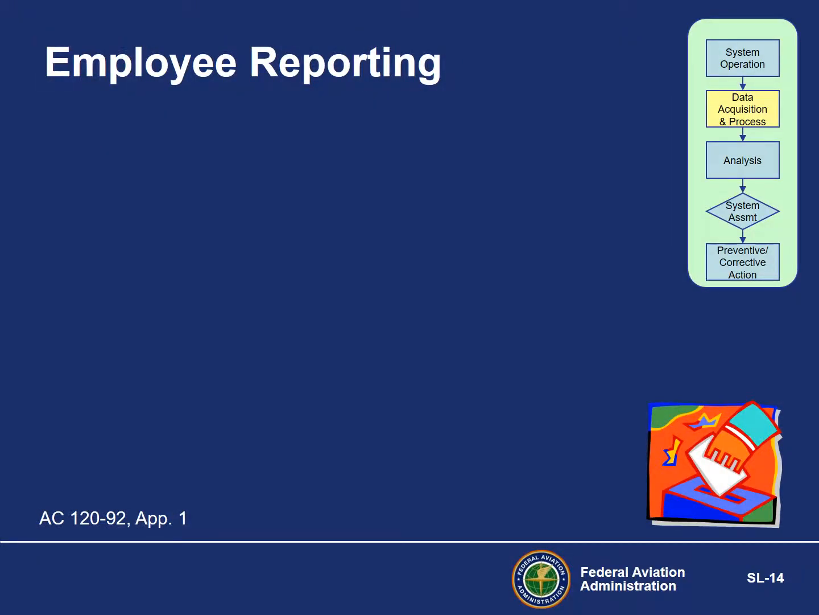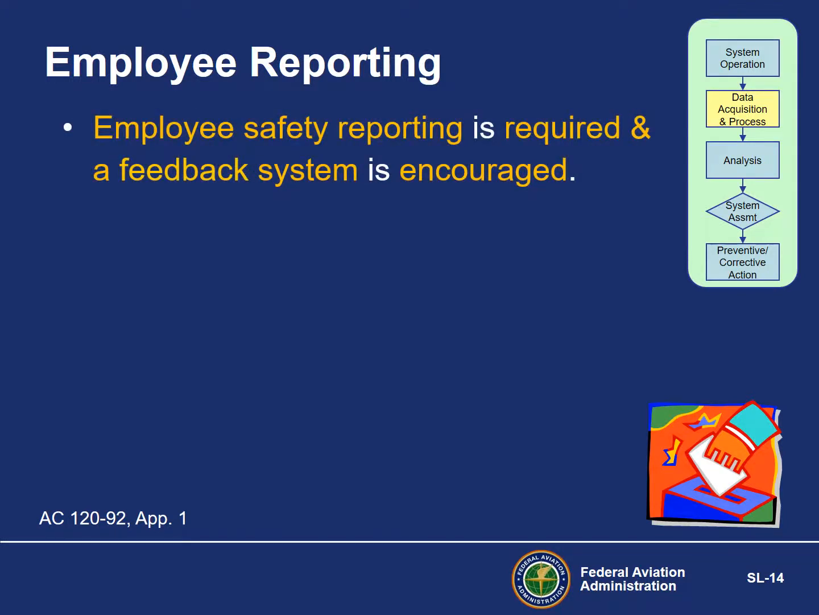The sixth information source for safety assurance is employee reporting. It is an SMS requirement that an organization develop and implement a confidential employee safety reporting system. All employees should have a means to provide feedback to the management of the company. This is not just event reporting.